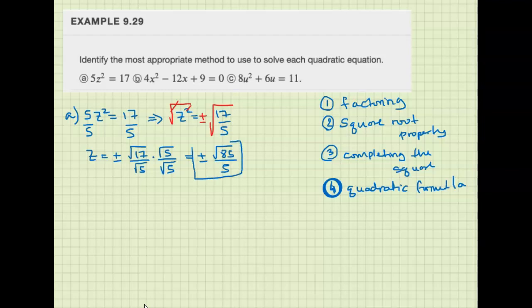Right, so this seems to be an appropriate method for that kind of problem where only the squared term appears. Let's look at part B.